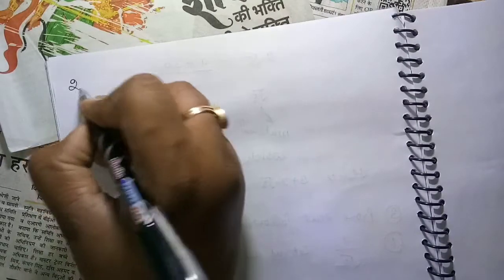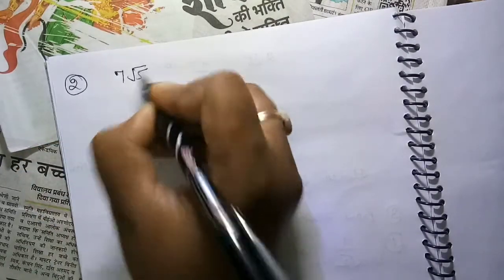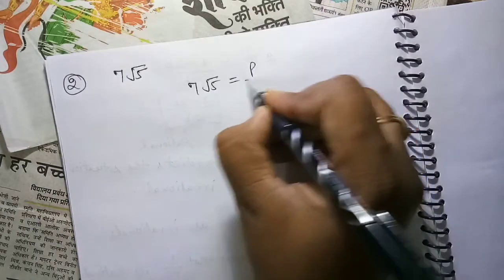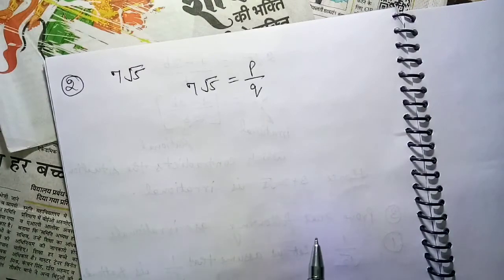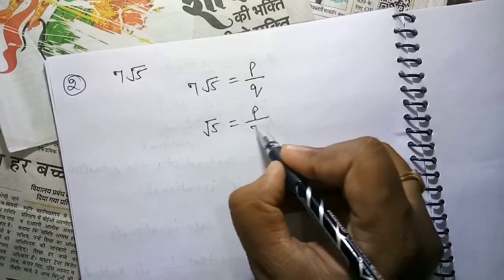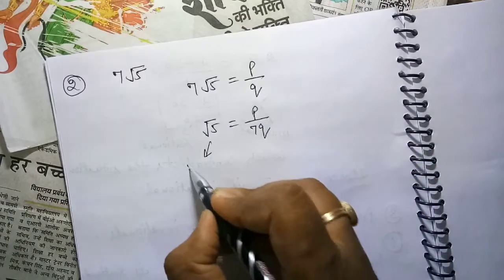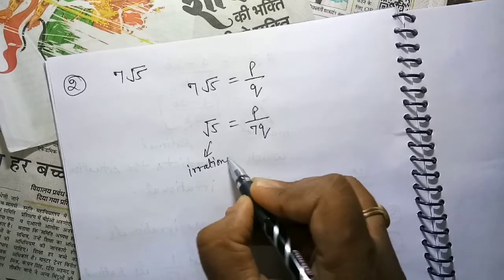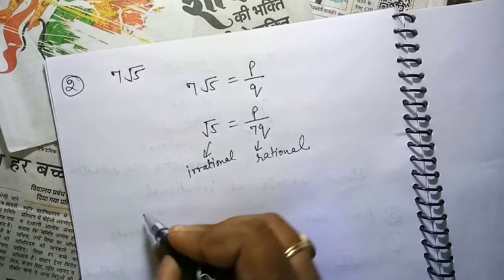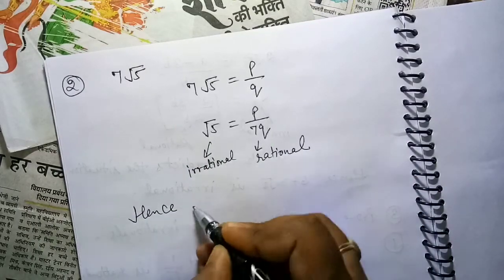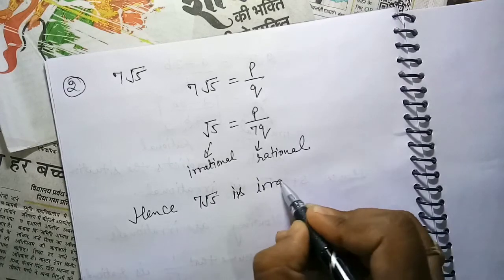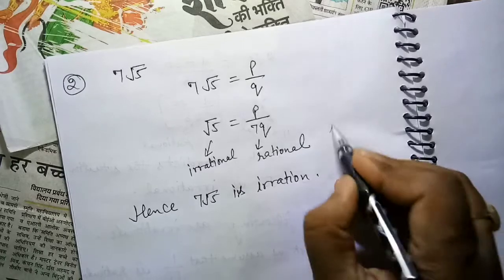Next question, number 2, 7 root 5. Again same thing, let's say this is rational and we write it in the form of p upon q. Now what you have to do, just divide by 7 both sides. This will be p upon 7q. Now this is irrational and this is rational. Hence 7 root 5 is irrational. A contradiction.